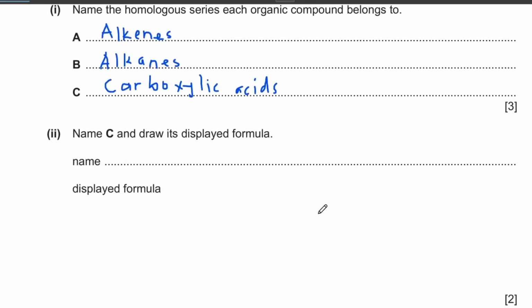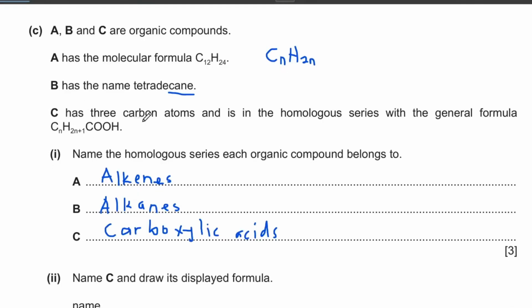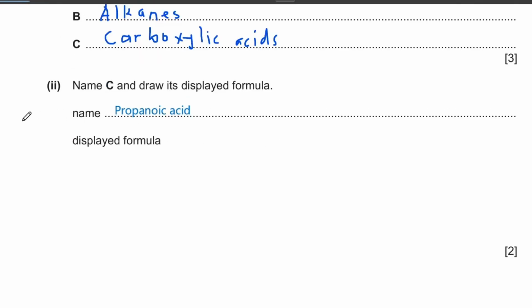Next, name C and draw its displayed formula. So let's look at C. Say that C has 3 carbon atoms. Since it has 3 carbon atoms, that means it's going to be propane. And since it's a carboxylic acid, it's going to be propanoic acid. 1 carbon is methane, 2 carbon ethane, 3 is propane. Since it's a carboxylic acid, the name will change to oic acid, so propanoic acid. So therefore, the name of compound C is propanoic acid.